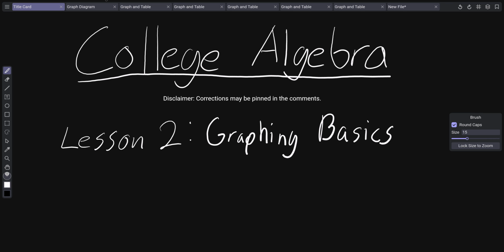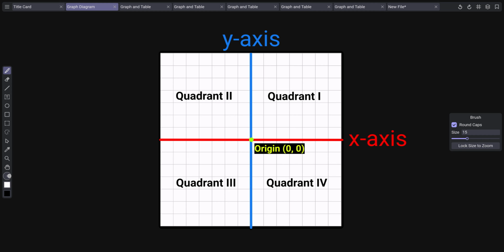Today we're going to be going over some very basic principles in regards to graphing, mapping coordinates onto a graph, as well as some basic principles regarding linear equations. And to start off this lesson, I would like to show you this diagram.